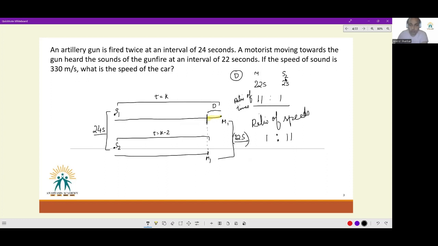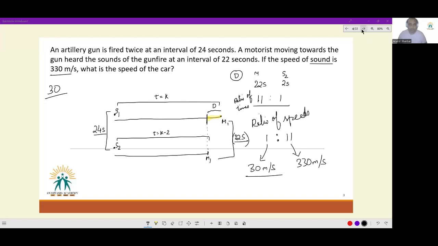And we are told speed of sound is 330 meter per second. If 11 corresponds to 330 meter per second, speed of the motorist will be 30 meter per second. 11 units is 330, so 1 unit is 30. And the answer to the question will be simply 30. It's a very, very basic setup. Ideally, everyone should know it, but I've gone into great detail with the expectation, if you don't know it, then how do you think? Okay.